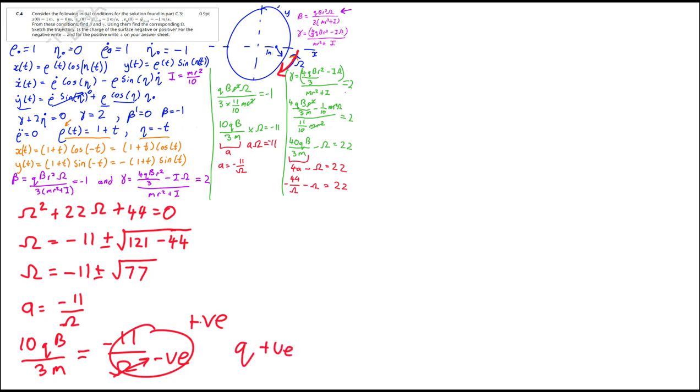So once again, I disagree with the solutions. I think that Q has to be greater than 0 in this scenario. Otherwise, this equation can't be true. Alright, and with that, let's have a look at C5.